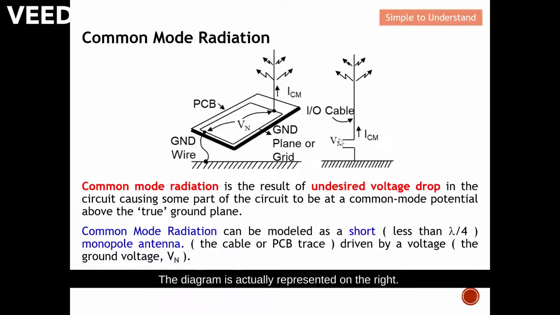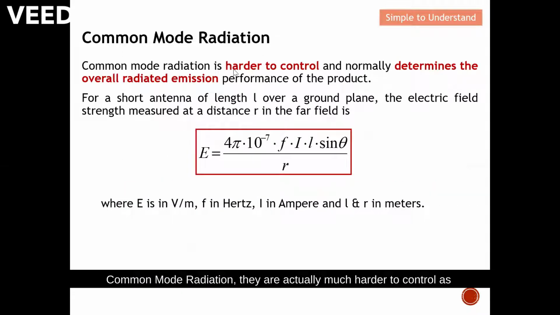The diagram is represented on the right. This is the difference between the two ground points, which creates a ground voltage, denoted by Vn, as illustrated here. This is the cable or PCB track that is linked from the ground plane to another component. This can potentially become a monopole antenna, and basically this is how common mode radiation occurs. Common mode radiation is much harder to control as compared to differential mode radiation, and normally it determines the overall radiated emission performance of the product.